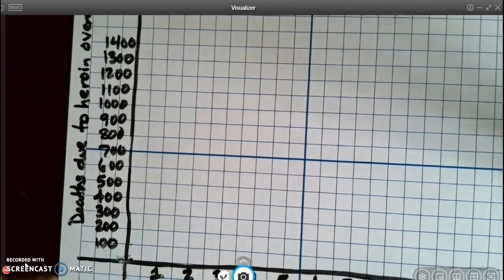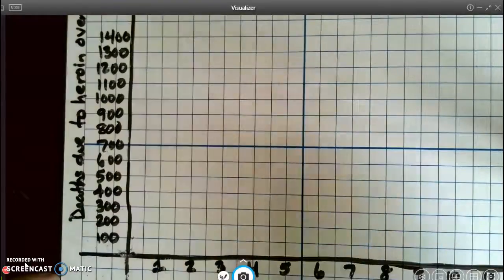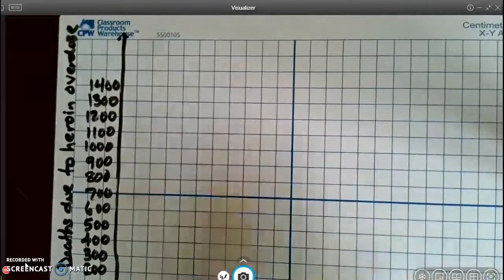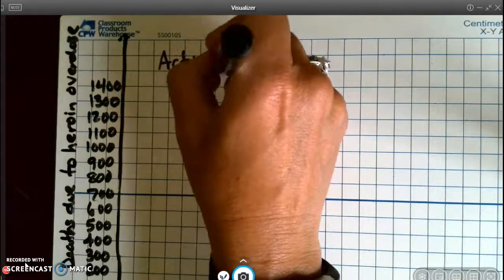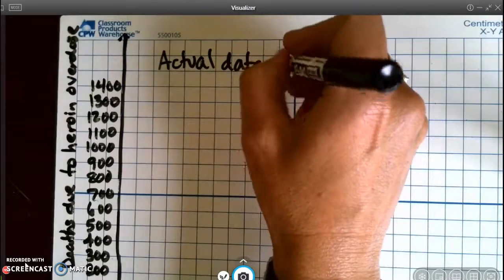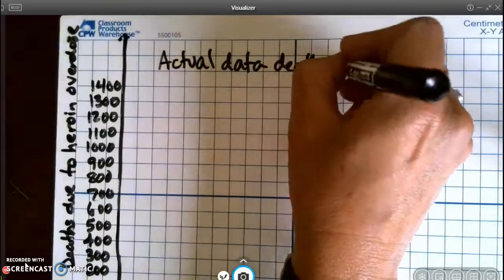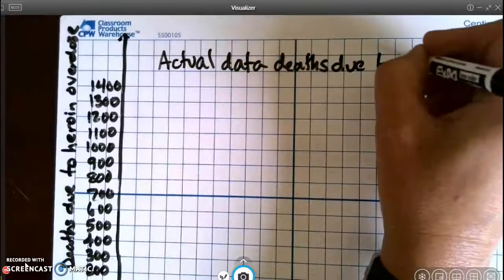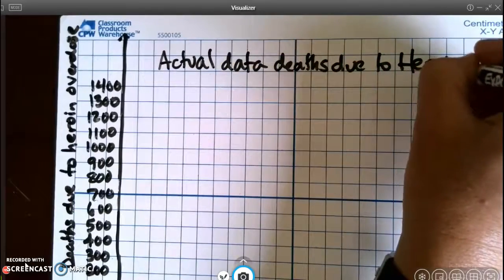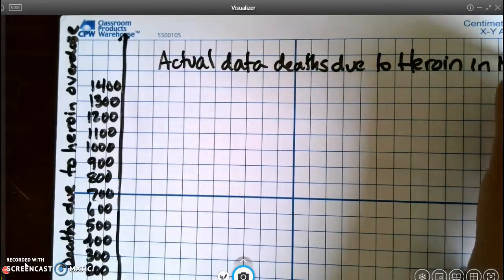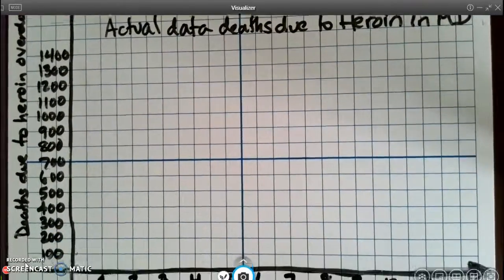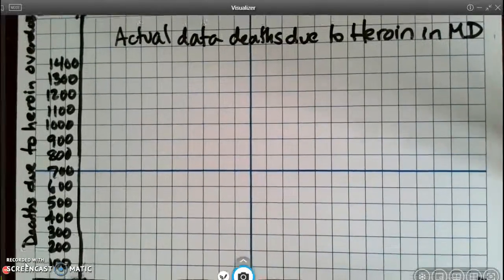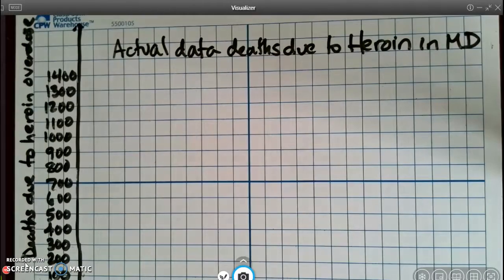Then what I'm going to do is I'm going to look at my actual data, and I'll plot my points. I would label this graph actual data for deaths due to heroin. I already know from the title, I'll go ahead and put in Maryland. All right, actual data, deaths due to heroin in Maryland. It's obvious what years it is, it's obvious how I'm counting, and I would plot my points. So that's graph number 1.